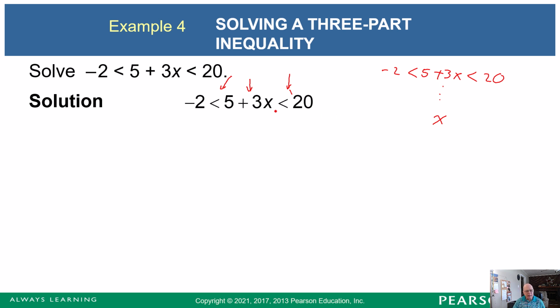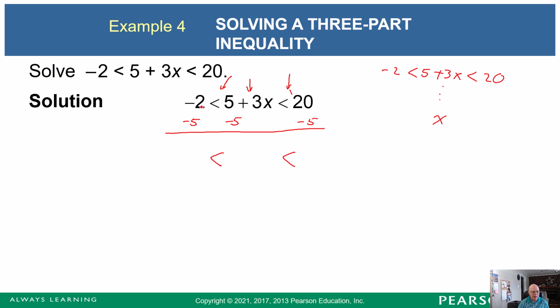All right, with that in mind, first of all, you want to get x by itself in the middle, so 5 is in the way. I need to subtract 5, so I'll subtract 5 from the middle, but if I do it from the middle, I also have to subtract on the left and subtract it on the right. Now, what does that give me? First of all, I haven't multiplied or divided by a negative number, so the inequalities are going to stay the same. So I'll still have less than here and less than there.